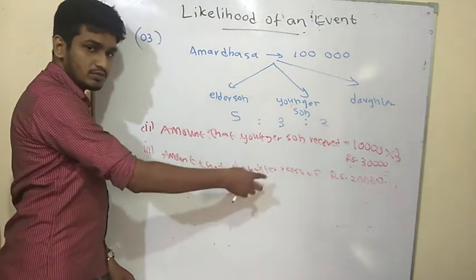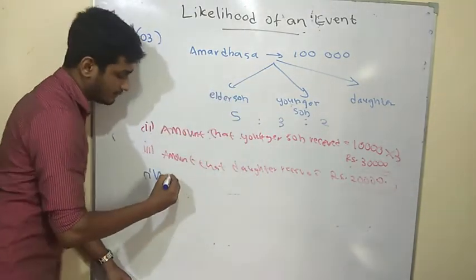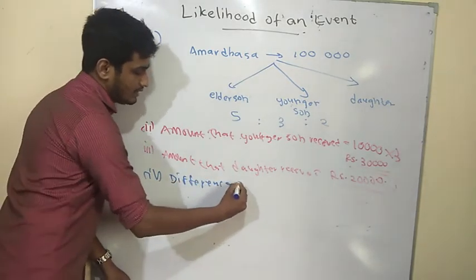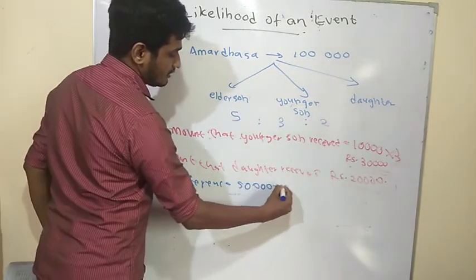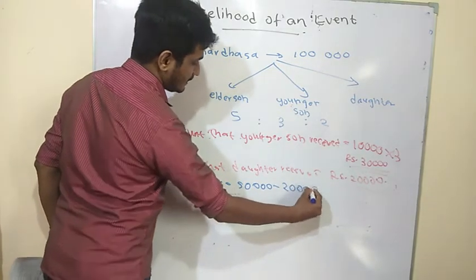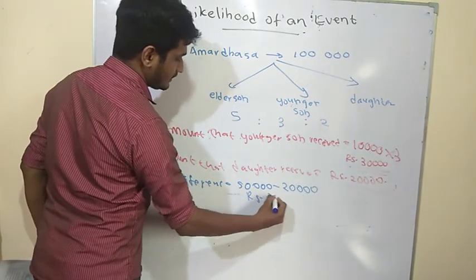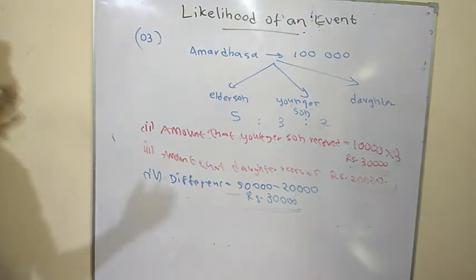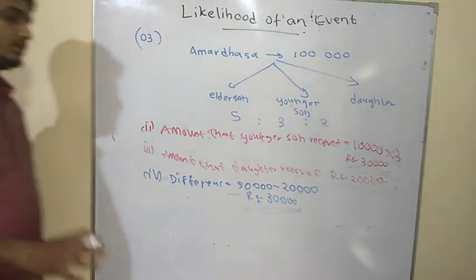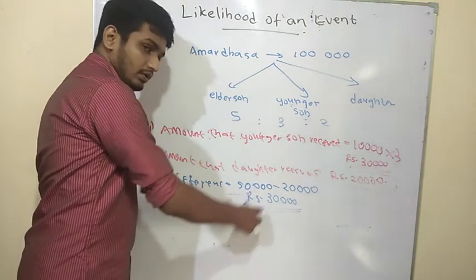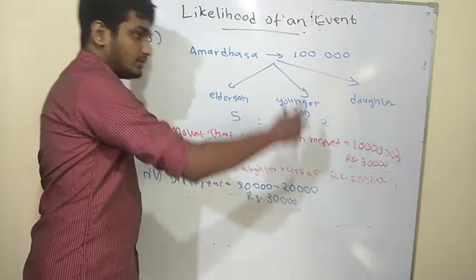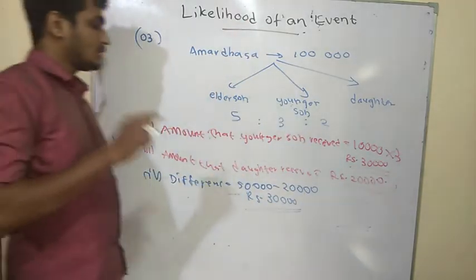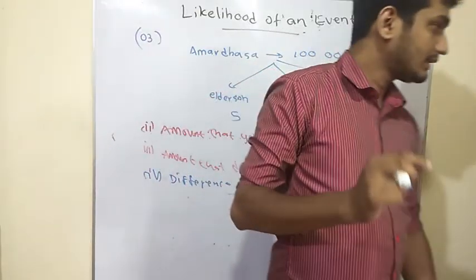Now what is the difference between these two? You should find the difference. From 50,000 rupees we subtract 20,000 rupees. What is the answer? 30,000 rupees is the answer. So the elder son got 30,000 rupees more than the daughter. Mark the answers correctly.